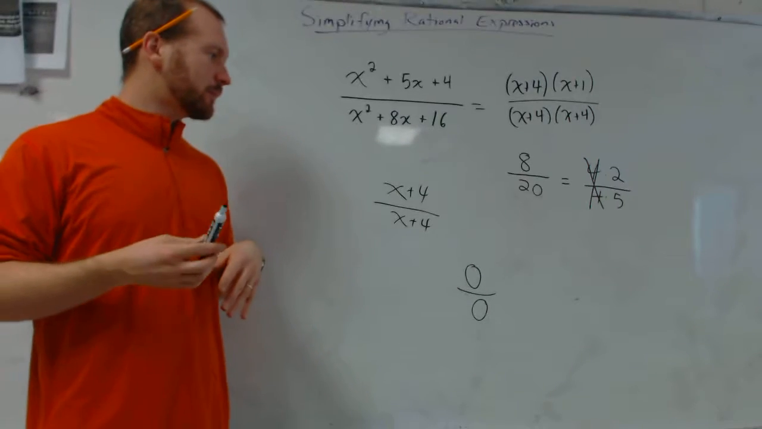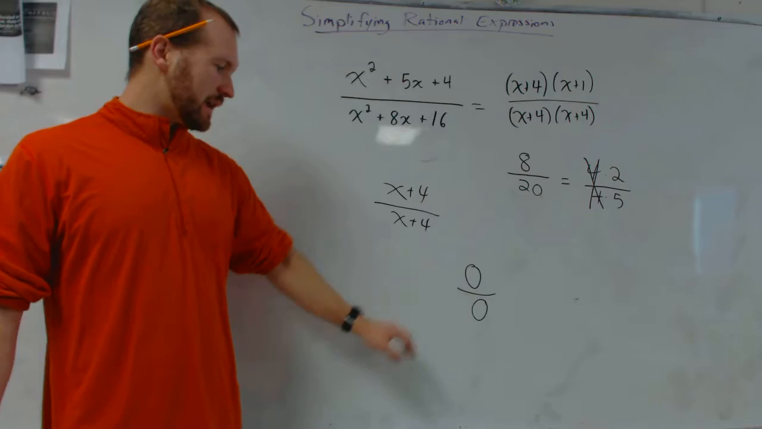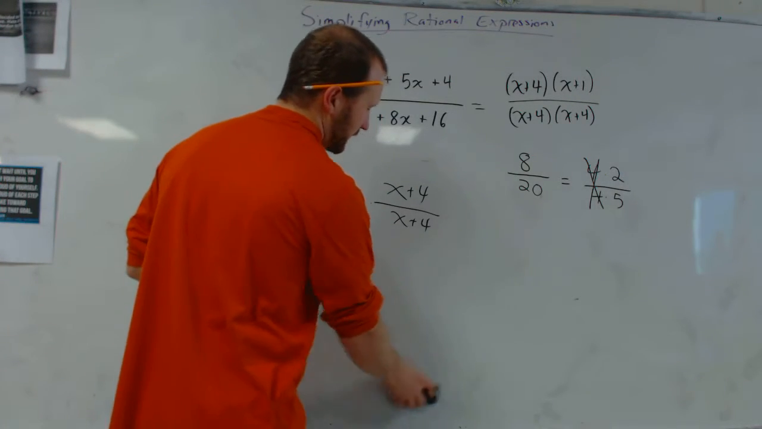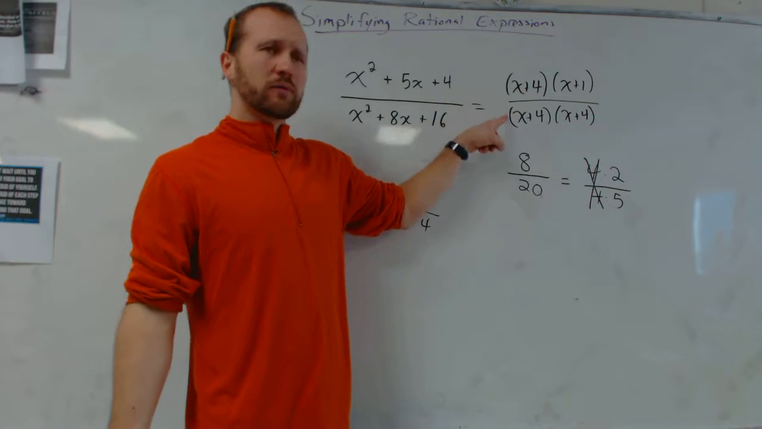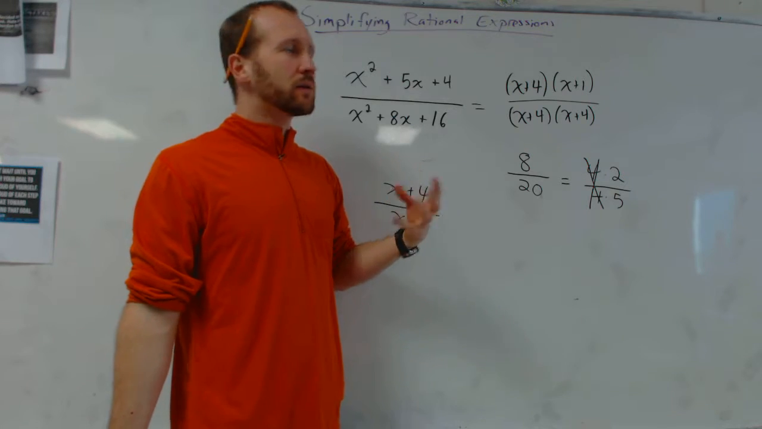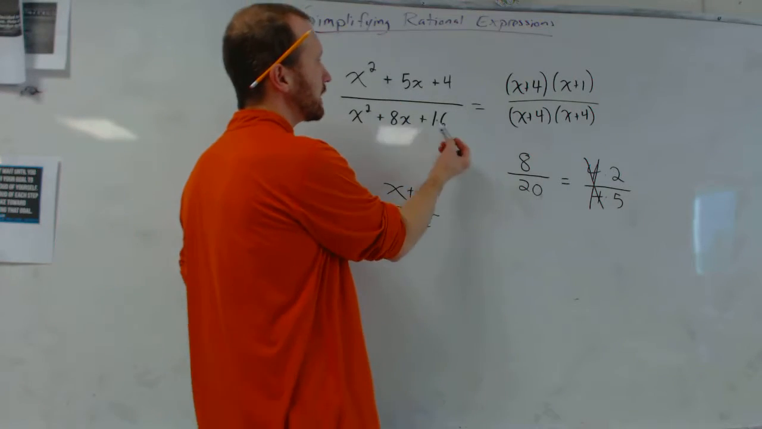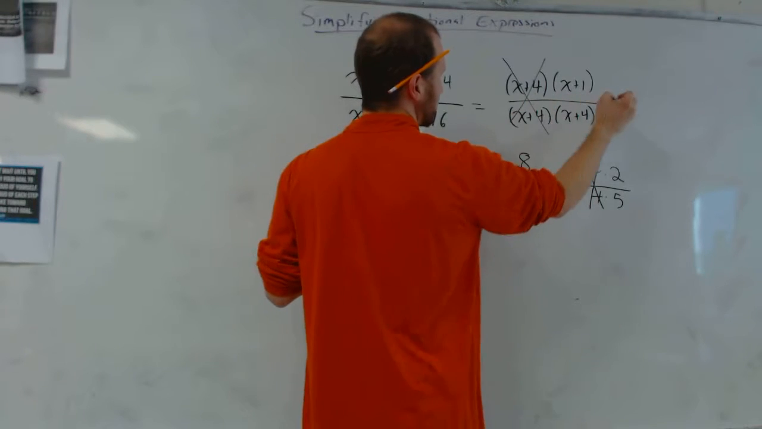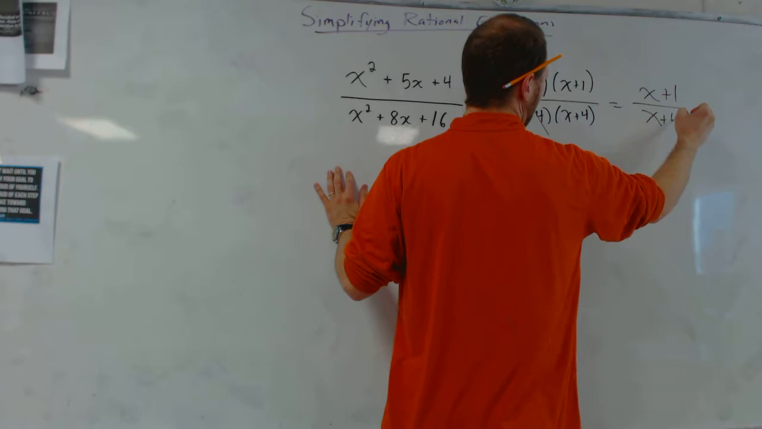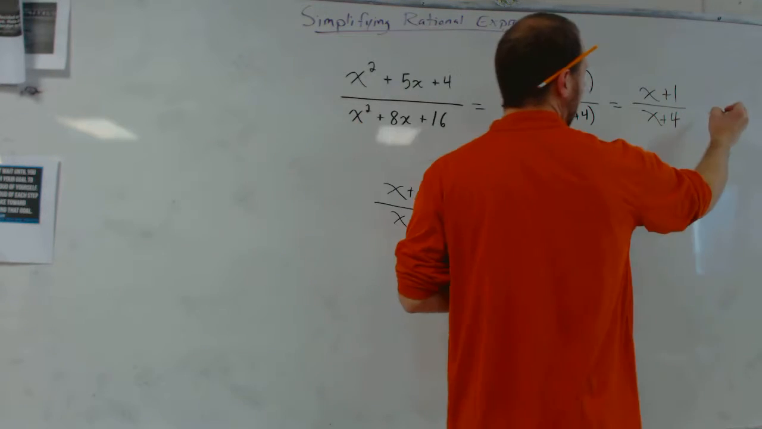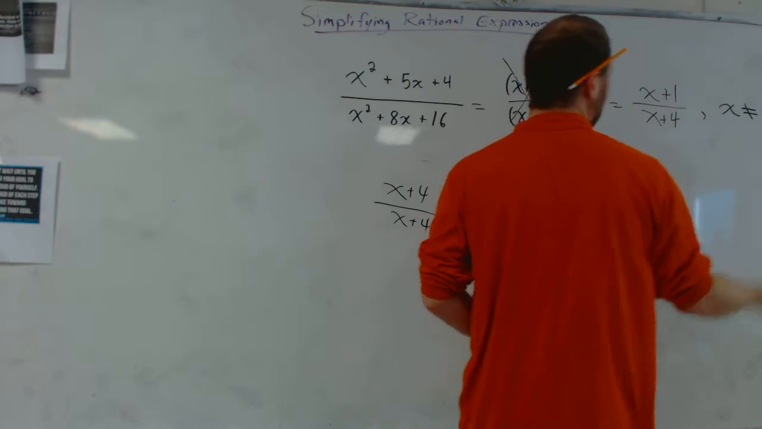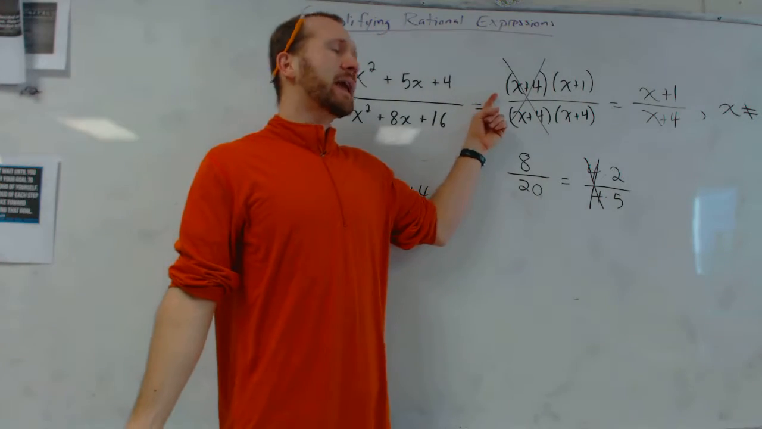So what do I have to say then? And this is the part that we hadn't figured out yet. I can cancel x plus 4 over x plus 4 as long as I do something called an excluded value. So I can say that this cancels and equals this. And then usually we write a comma and say x does not equal what? Because it can't be true.